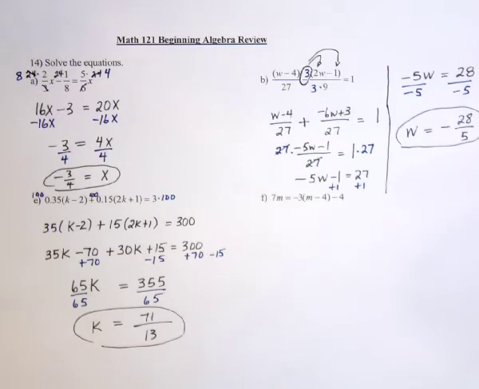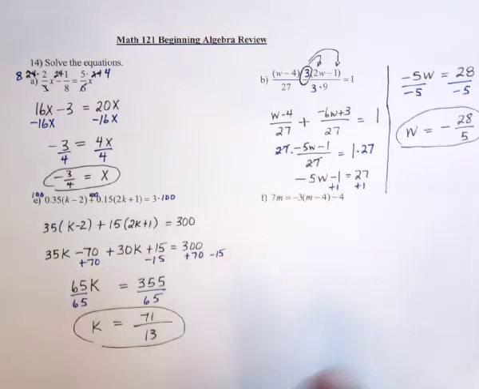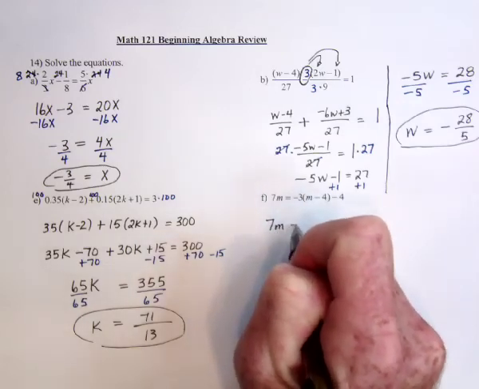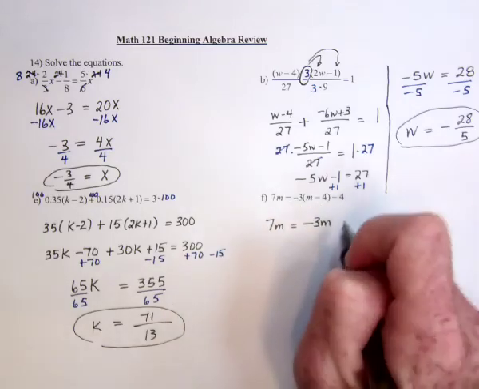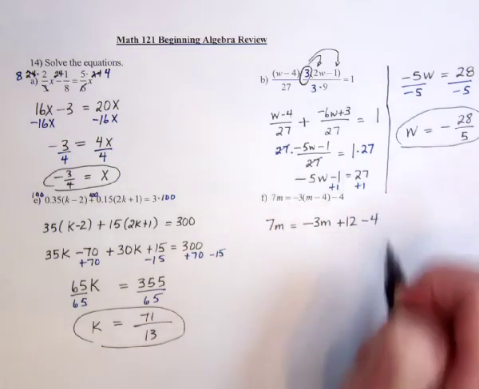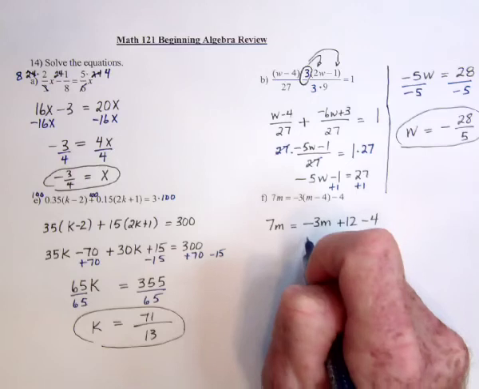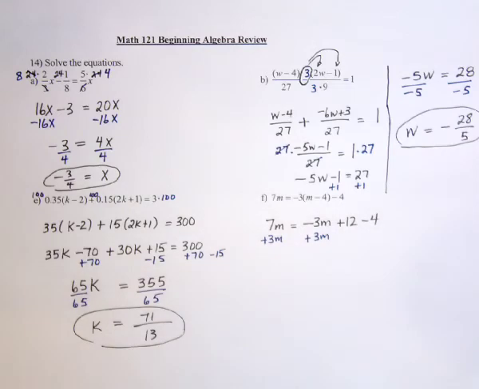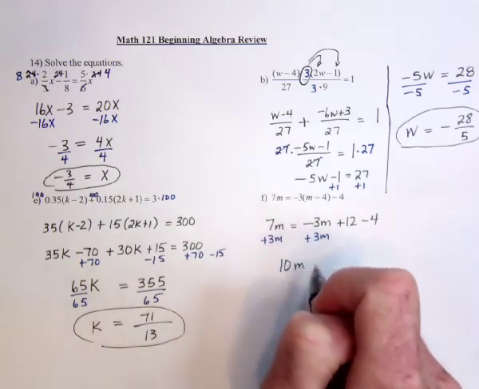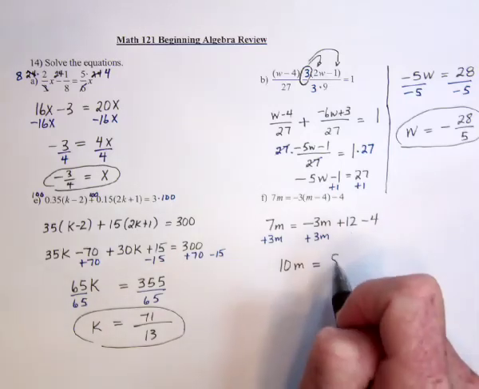And the last one, wow, after all those, this looks just cinchy. All we need to do is first distribute the negative 3. So do the distributive property first: negative 3m, and then negative 3 times negative 4 is positive 12, and then copy down that last minus 4. And put the m's on one side, so add 3m, that's going to be 10m. Over here, a 12 minus 4 is 8.